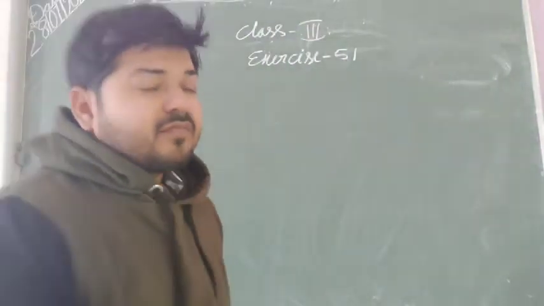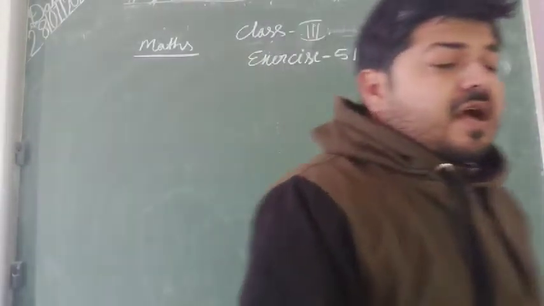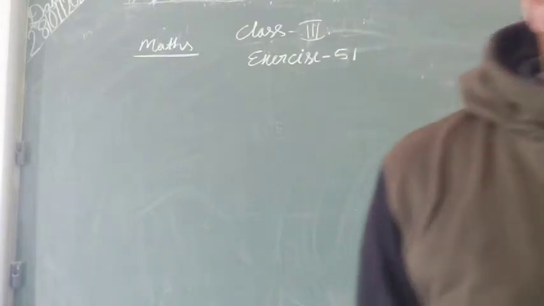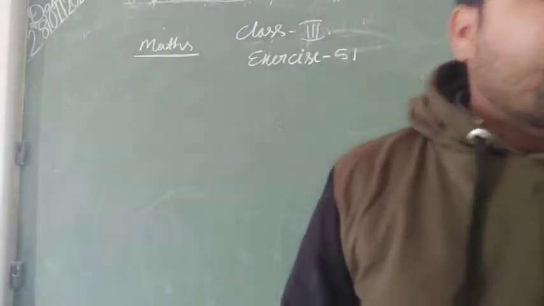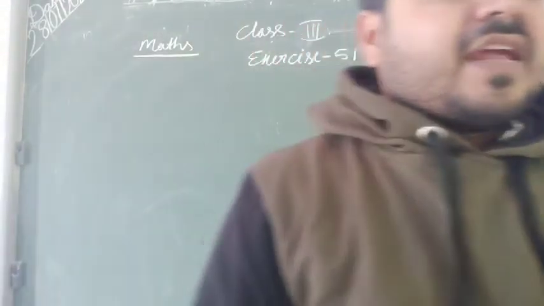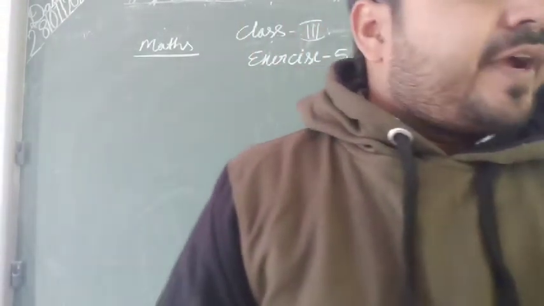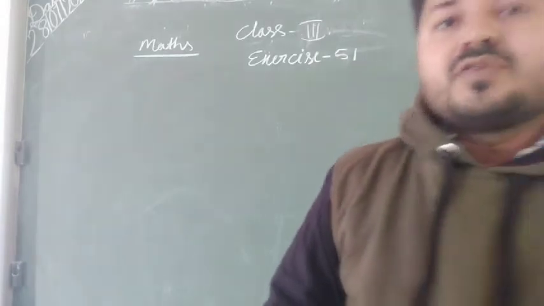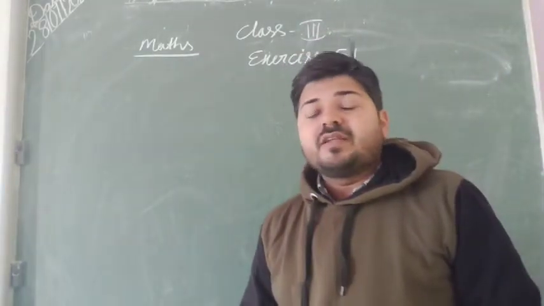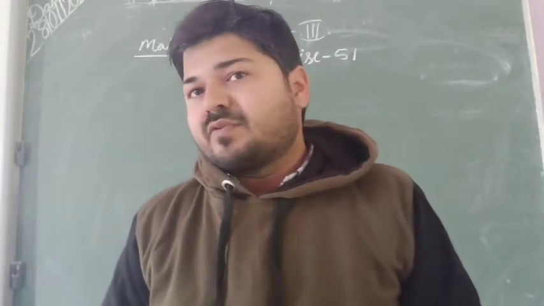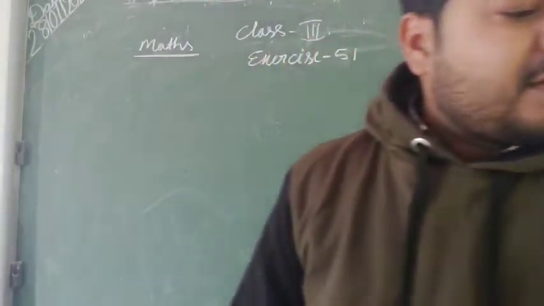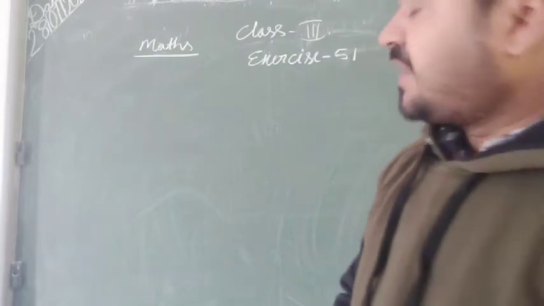Okay. The first question is this. A packet of sweets weighs 2 kg 375 gram. Another packet weighs 1 kg 950 gram. How much do they weigh together? So this is a story problem, so there is no need to write the question. You only have to write the statements and then solve the questions. So how will you write the statements?